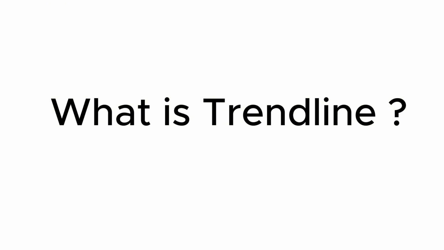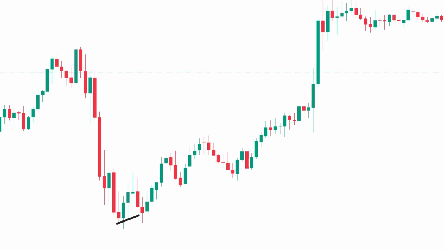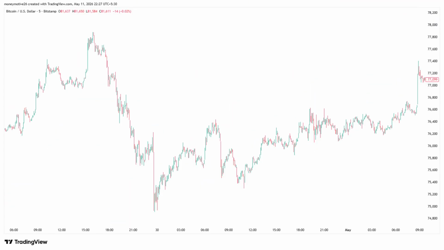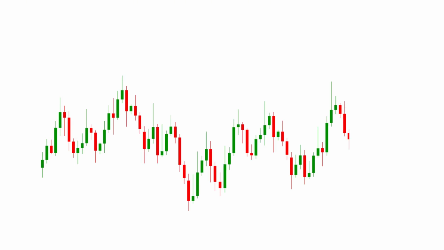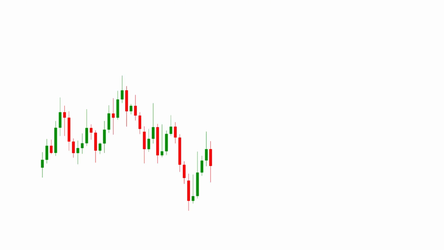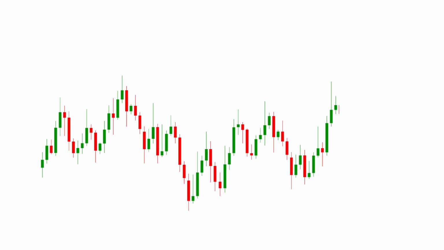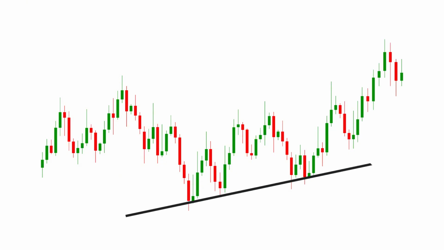First, what is a trend line exactly? A trend line is simply a straight line drawn on a chart that connects two or more swing points in price. When you look at any market, you will notice that price is constantly fluctuating, moving up and down repeatedly. So with all these erratic movements happening, how can we tell where the market is actually heading? Simple. We draw a trend line.